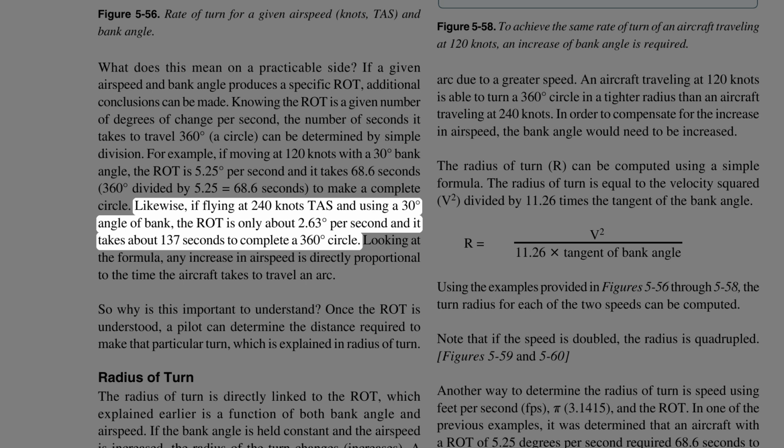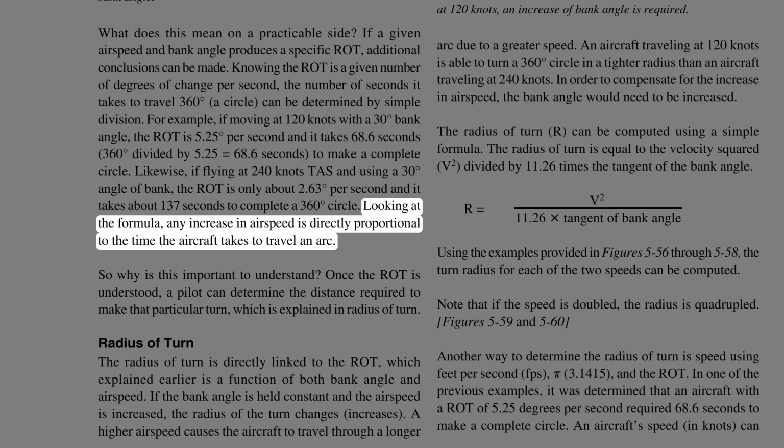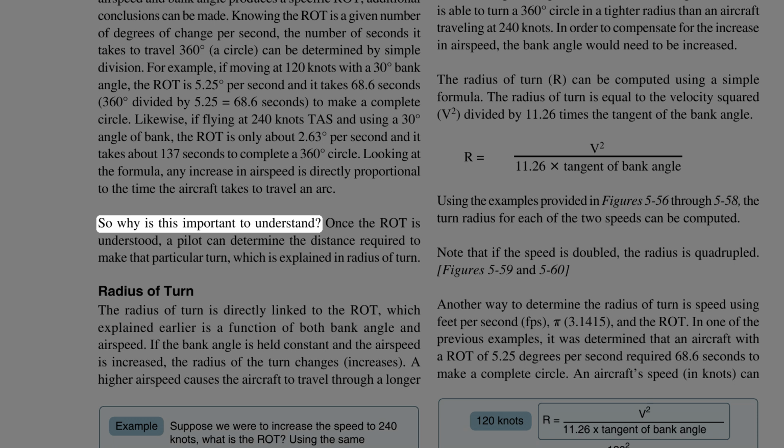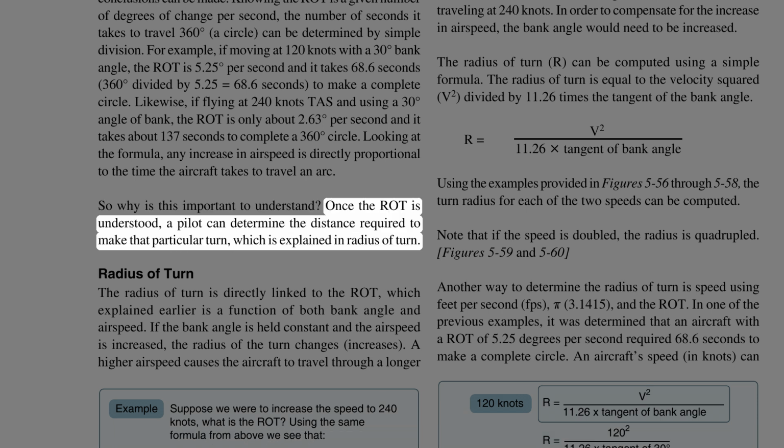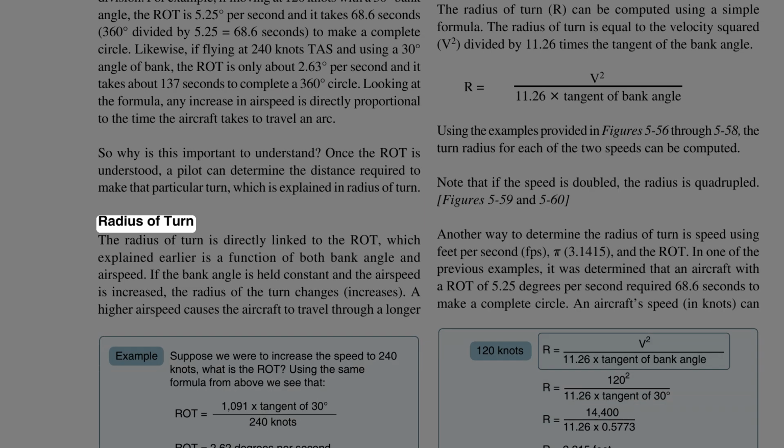Likewise, if flying at 240 knots TAS and using a 30 degree angle of bank, the ROT is only about 2.63 degrees per second and it takes about 137 seconds to complete a 360 degree circle. Looking at the formula, any increase in airspeed is directly proportional to the time the aircraft takes to travel an arc. So why is this important to understand? Once the ROT is understood, a pilot can determine the distance required to make that particular turn, which is explained in radius of turn. Radius of turn.